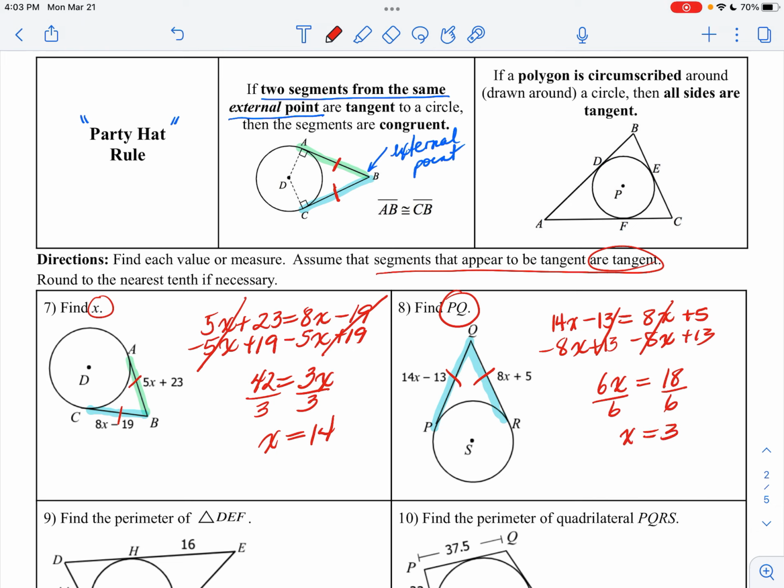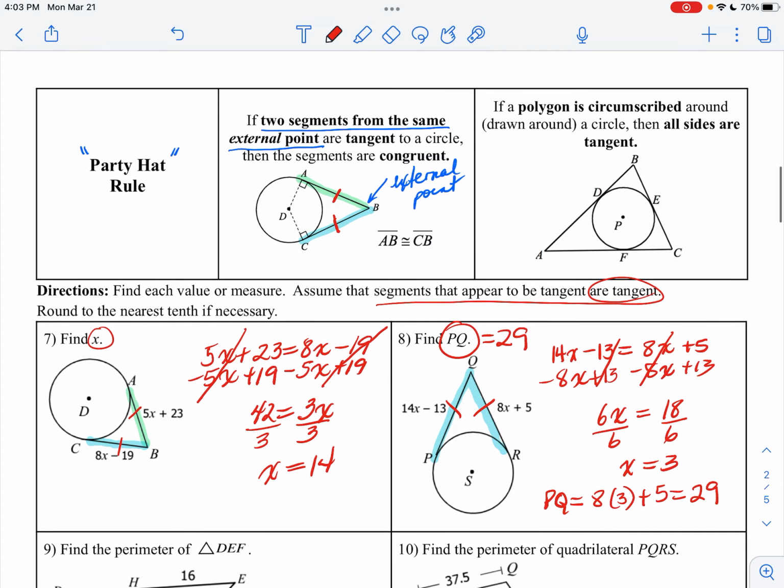Don't stop. PQ is 14x minus 13, so 14 times 3 minus 13. Actually, since they're congruent, wouldn't it be easier to just use 8x plus 5? So that would be 8 times 3 plus 5. That's easier to work with. So that would be 29. And there it is. PQ is 29.